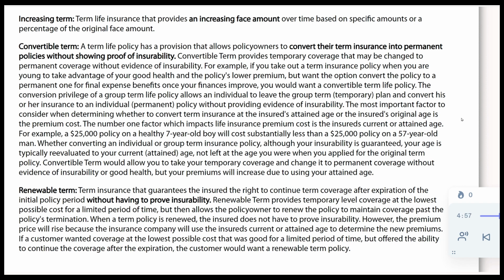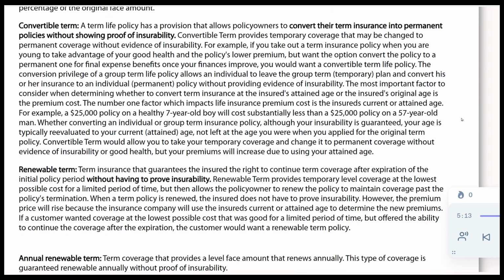Whether converting an individual or group term insurance policy, although your insurability is guaranteed, your age is typically reevaluated to your current, attained age, not left at the age you were when you applied for the original term policy. Convertible term would allow you to take your temporary coverage and change it to permanent coverage without evidence of insurability or good health, but your premiums will increase due to using your attained age.